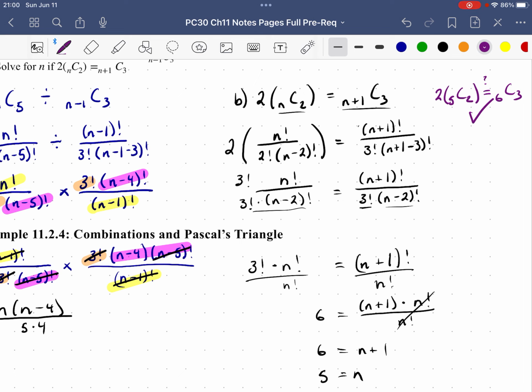All right, so you need to know how to work with fractions, and you need to know how your factorials work in order to do these types of questions. All right, the last one, we'll look at combinations in Pascal's triangle.